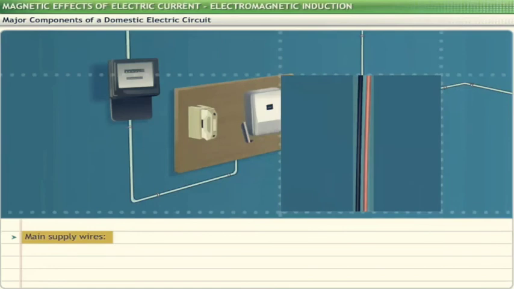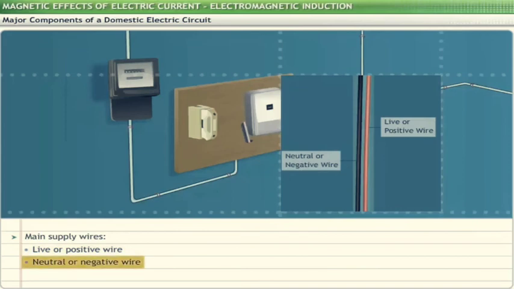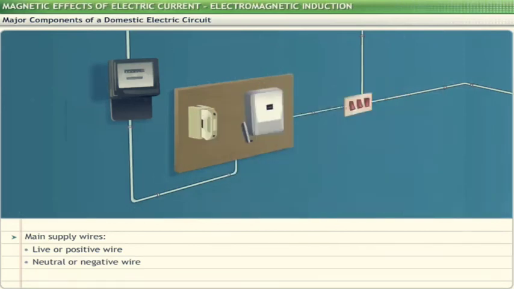The mains supply cable has two wires. The first wire, usually in a red insulation cover, is called a live or positive wire. The second wire, insulated in black, is called a neutral or negative wire. Electric current enters a domestic electric circuit through the live wire. The neutral wire provides the return path for the current out of the circuit. These wires pass through the main fuse in a meter board. A main switch connects these wires to the line wires in the house.